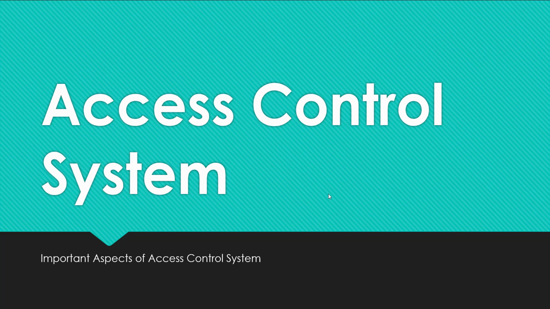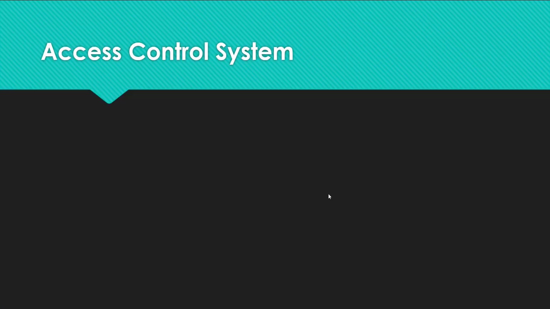We are going to understand the access control system for physical security and its important aspects which I think every security professional must know. So let's start this video and I will cover it in maybe 5 to 6 minutes. So be with me throughout this video and we will have a good discussion on access control system. So let's start. First of all, let's understand what is access control system and what are the things which come under it.